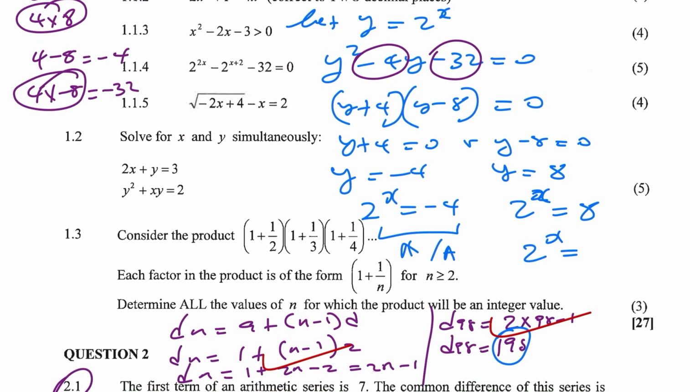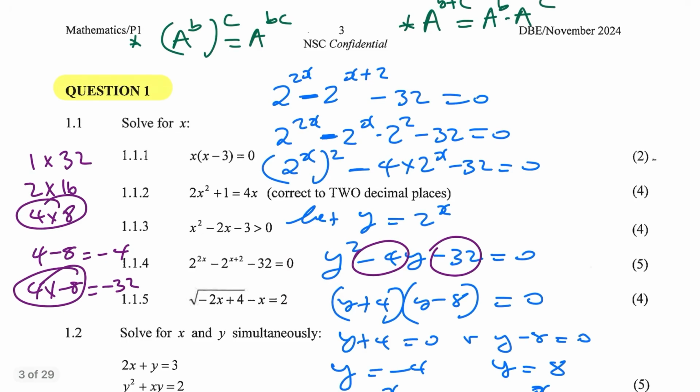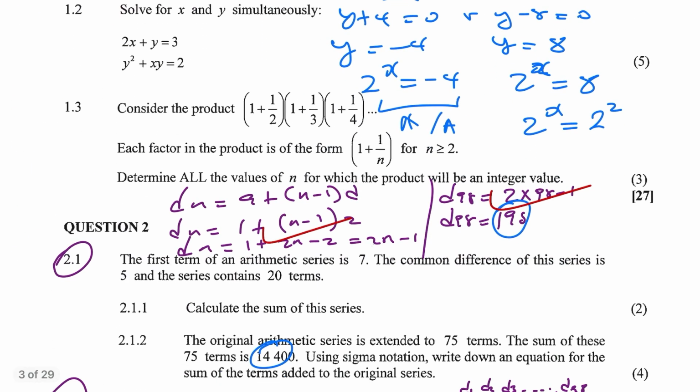2 power x is equal to 8. And 8 could be written as 2 power 3. And remember, let me give you a note. If we have a power b and a power c, then b and c are equal. That's what you're going to have here. So your answer says that x is equal to 3. So x is equal to 3.